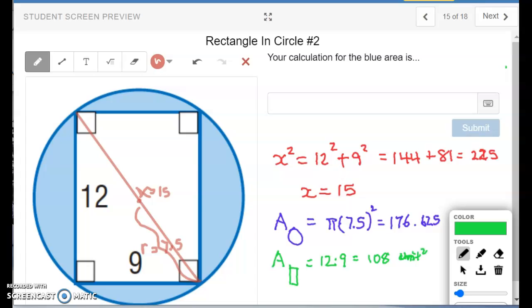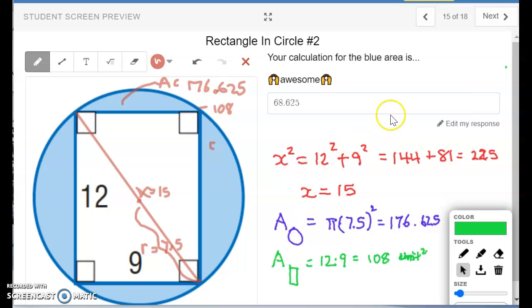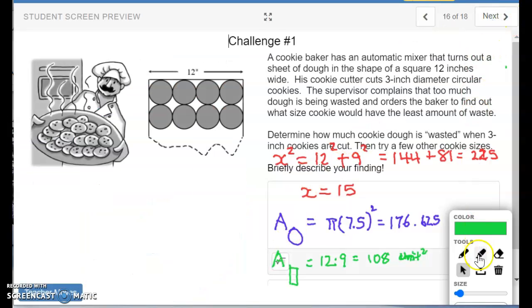So now the shaded area is really the circle area take away the rectangle inside. So what is the area now? The area is going to be 176.625 minus 108, and when I use the calculator I get 68.625. So I type that in. Great. Let's move on to the next card.